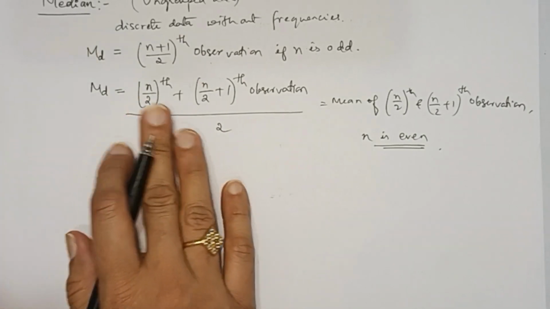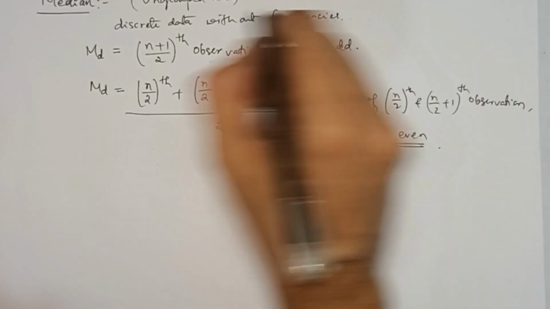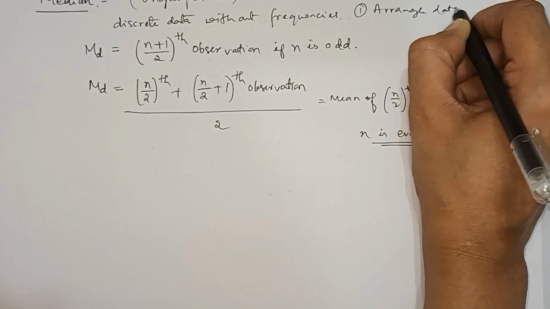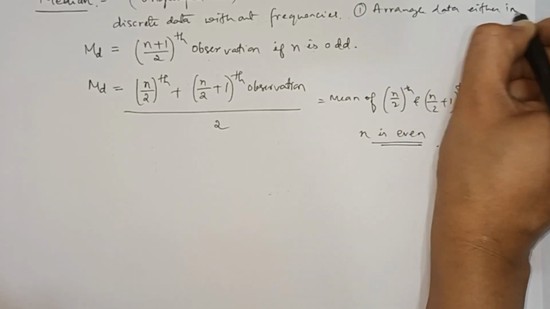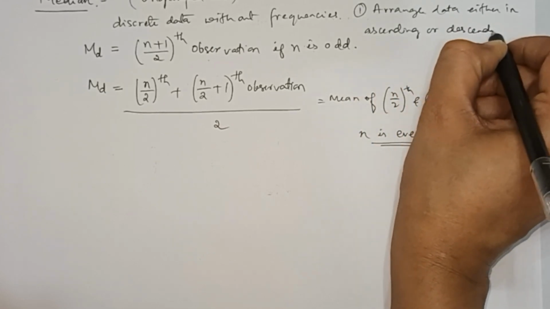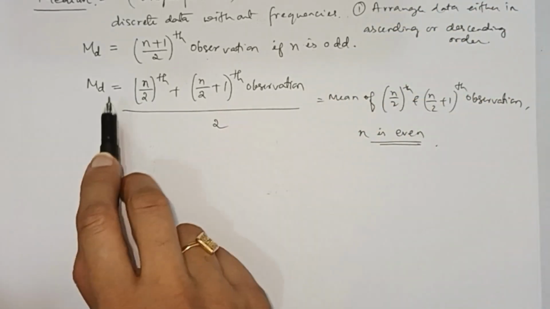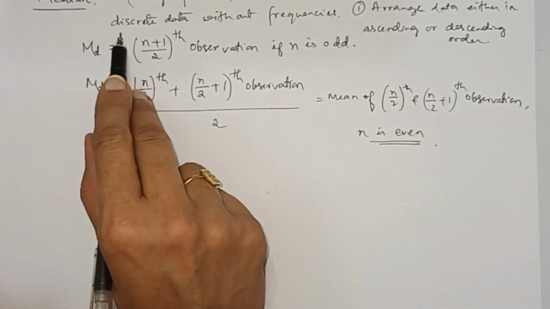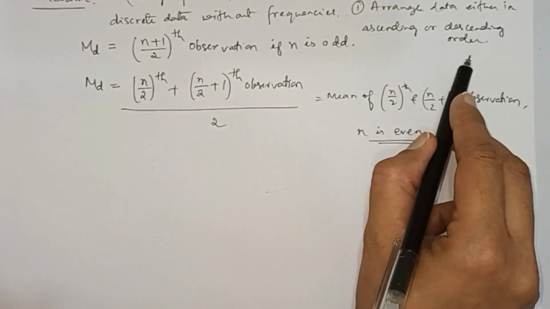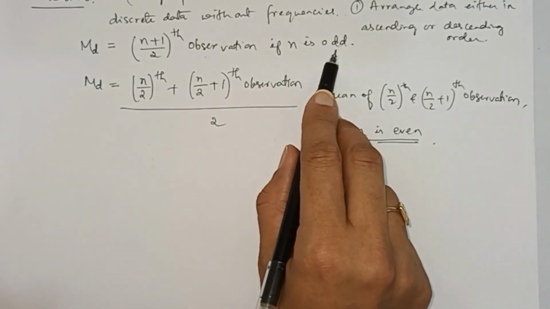So this is the formula to calculate the median, and before finding the median, the first thing you have to do is arrange the given data either in ascending or descending order. This you should not forget. This is the first step you have to do before applying the formula. Whenever you are finding median for discrete data without frequencies, arrange the data in ascending or descending order. Then apply the formula based on whether the number of observations is odd or even.